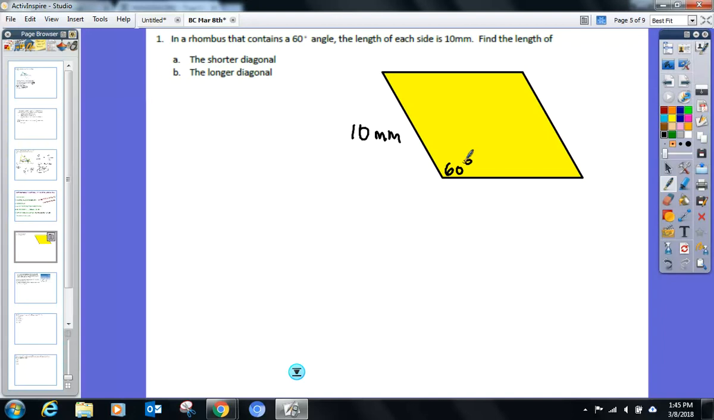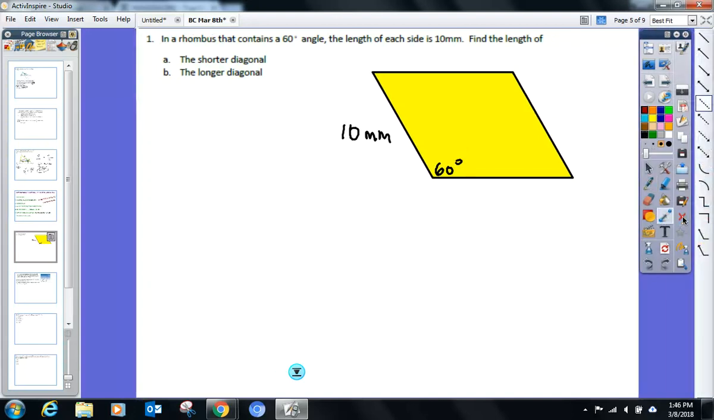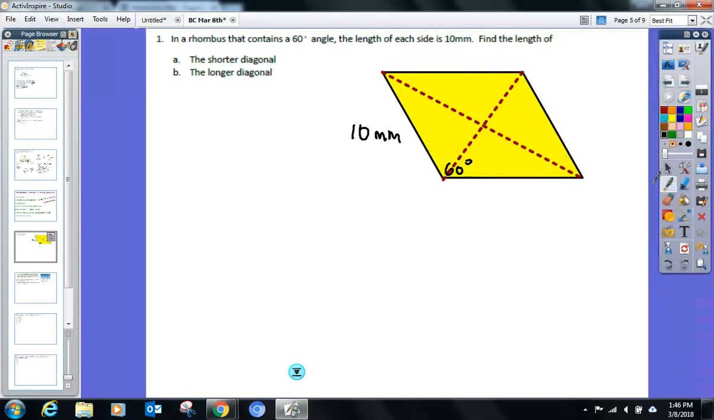It's asking me for the length of each diagonal. Are they going to be the same length? No, that's called a rectangle, not a rhombus. So as I'm drawing these two diagonals, we're going to find the length, and I want you to start thinking about properties of diagonals for a rhombus that are going to help me out in this problem.